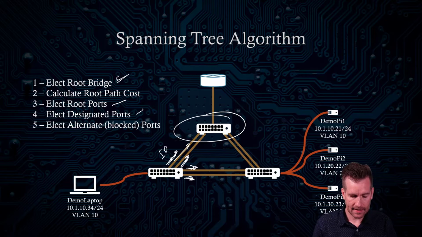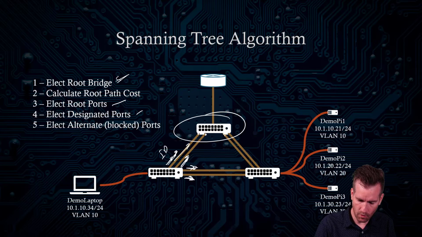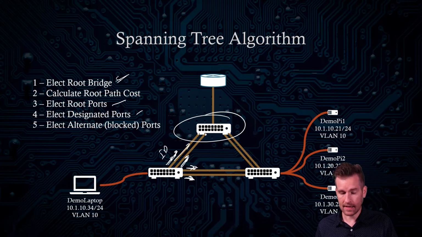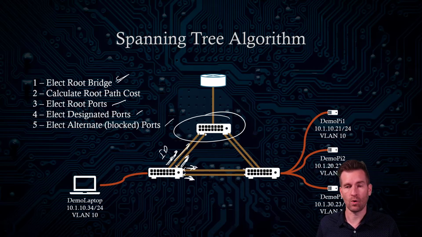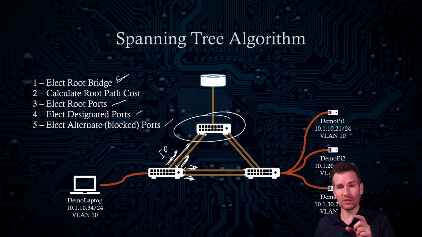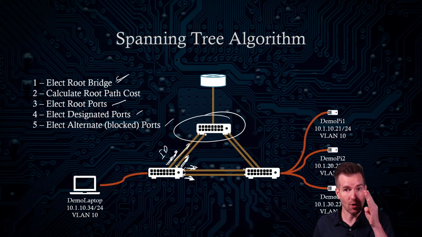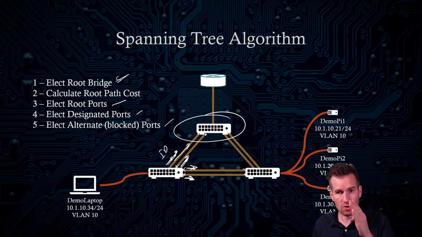Then it will elect designated ports. We will talk about what specifies a designated port, but on this network, there's going to be a lot of different designated ports. And then it will shut off all other ports, so it will elect alternate or blocked ports. For switch 2, it would shut down all other ports going towards that root bridge. Therefore, the end result is that there's going to be only one link to that root bridge that's live at any given time.